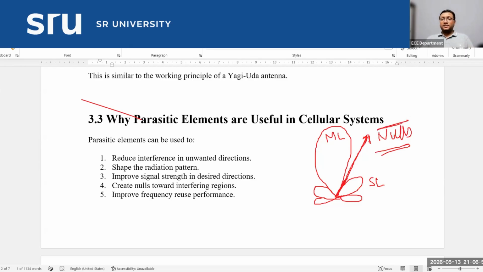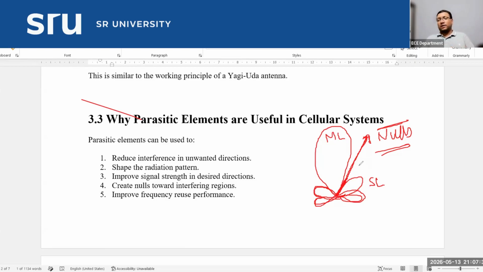These regions are called nulls. So, by strategically designing one Yagi-Uda antenna, I can create nulls in the interfering regions. If my cell planning is there with me, and I have all the dimensions, and I know the positions where the antenna is to be mounted, then by looking at the radiation pattern of this Yagi-Uda antenna, I can place the interfering cells, or I can move the direction of the antenna in such a way that the interfering cells are in the position of nulls.